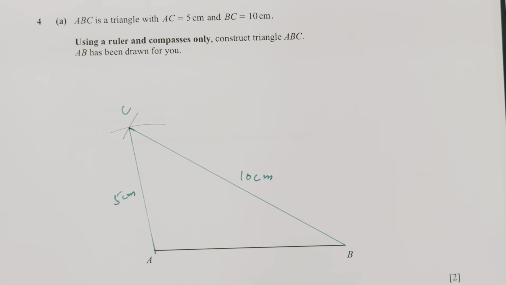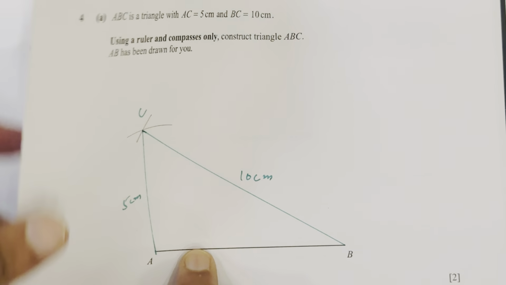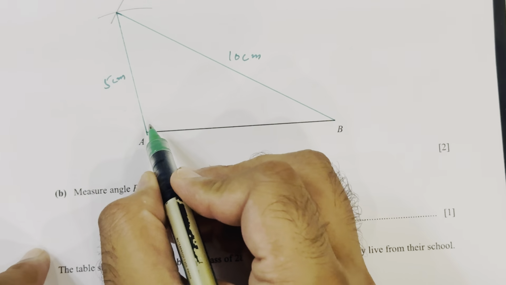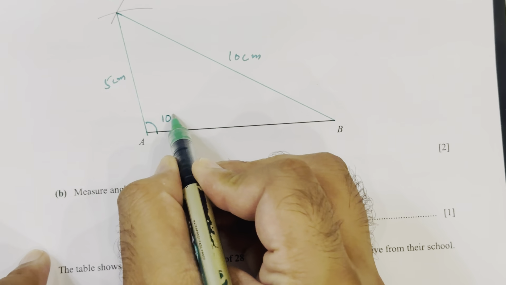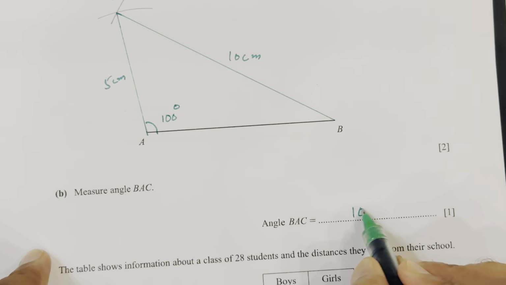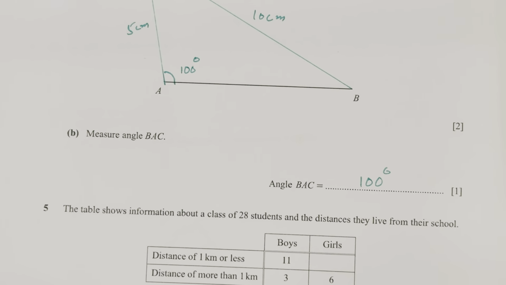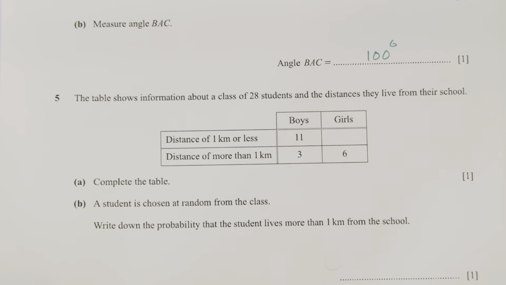Next part is to measure the angle BAC. So we're going to put the protractor over here, and from the protractor we can see the measure of the angle is equal to 100 degrees. So we're going to write this angle as 100 degrees. I have already measured it. Okay, moving to question number 5.